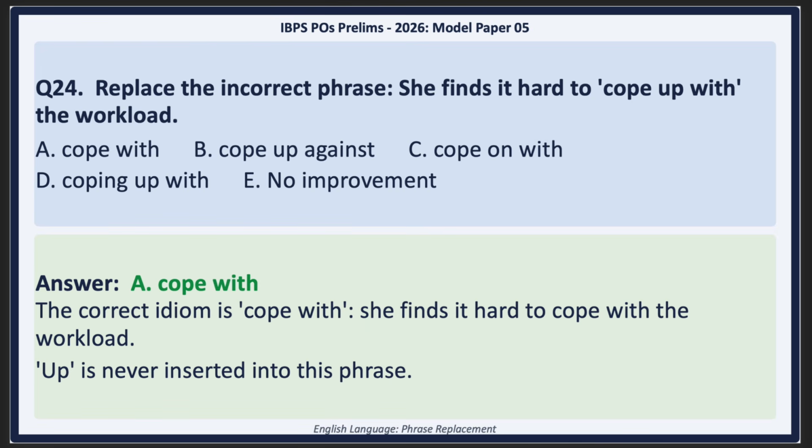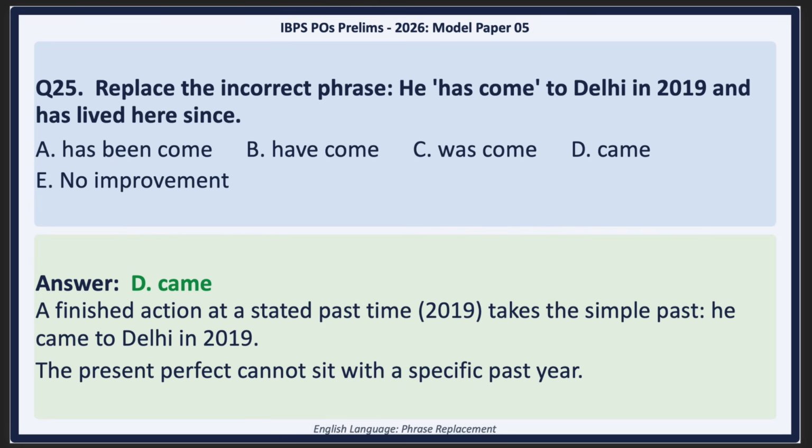We have one last piece of grammar mechanics in this section. Question 25. "He has come to Delhi in 2019 and has lived here since." The test says option D is correct, replacing "has come" with the simple past tense "came." Why is "has come" wrong if he still lives there?